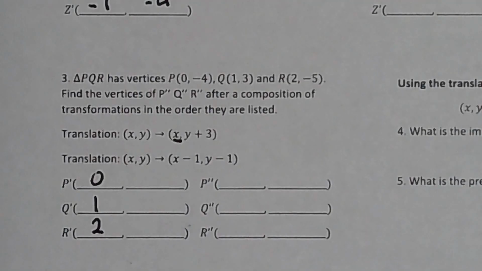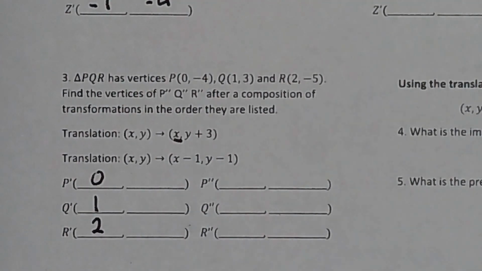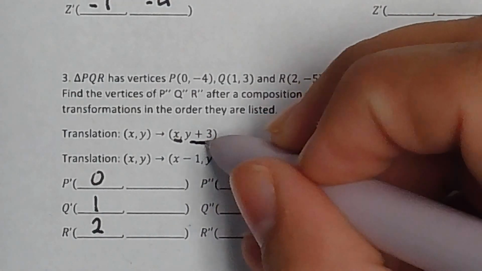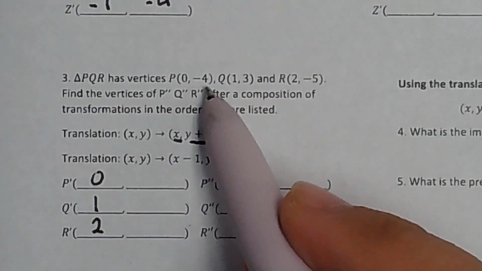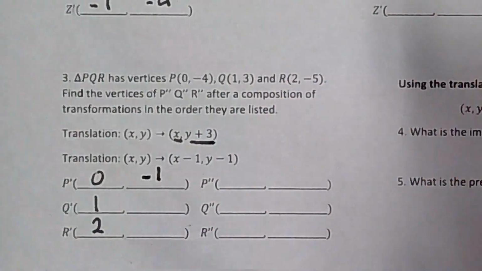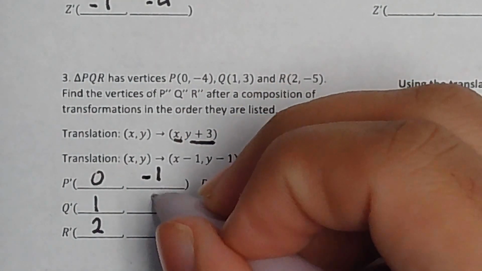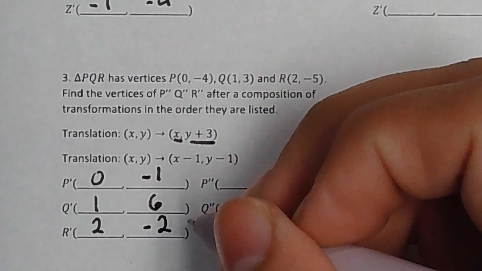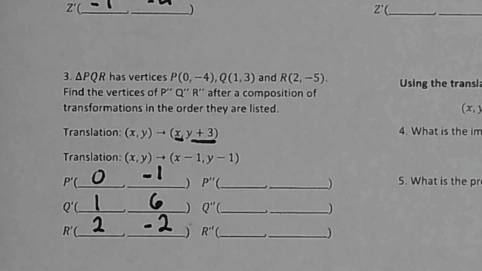For my other one, the y's. For the y's, I'm going to add 3. So I'm going to have negative 4 plus 3 is negative 1. 3 plus 3 is 6. And negative 5 plus 3 is negative 2. Okay, that is my first transformation.